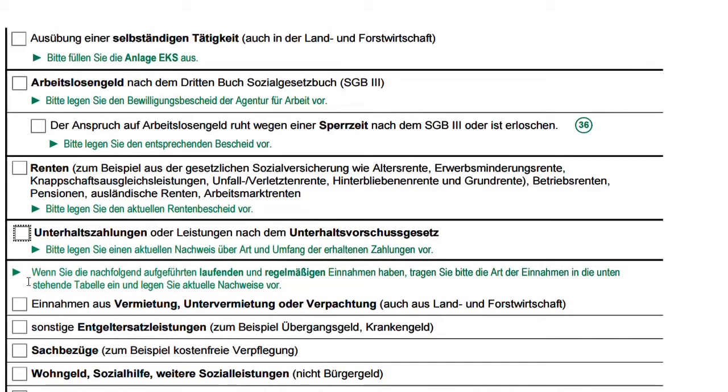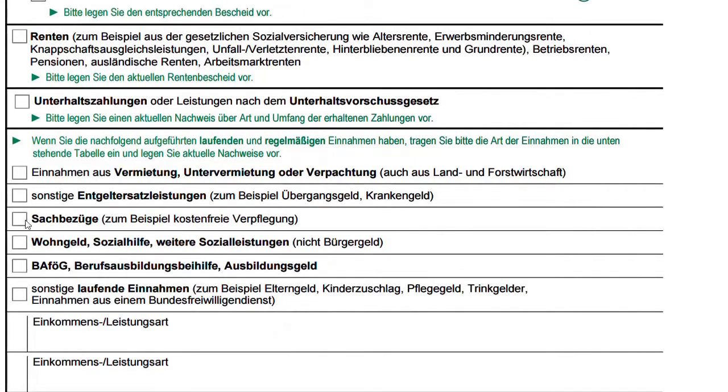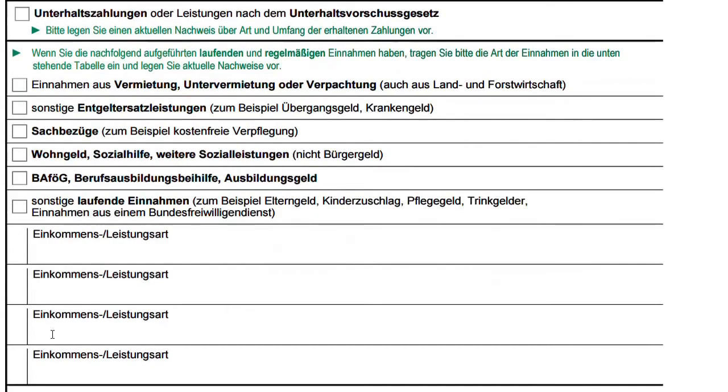If you have the current and regular income listed below, you should enter the type of income in the table below and provide up-to-date evidence of it. If this person has income from renting, sub-renting or leasing something, or even in the sector of agriculture and forestry, you mark here with a cross.